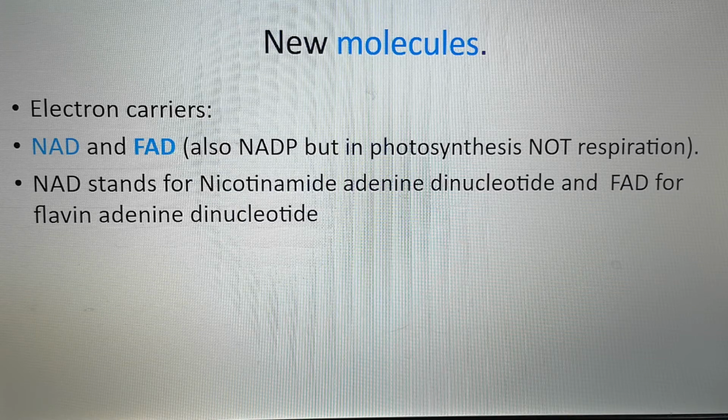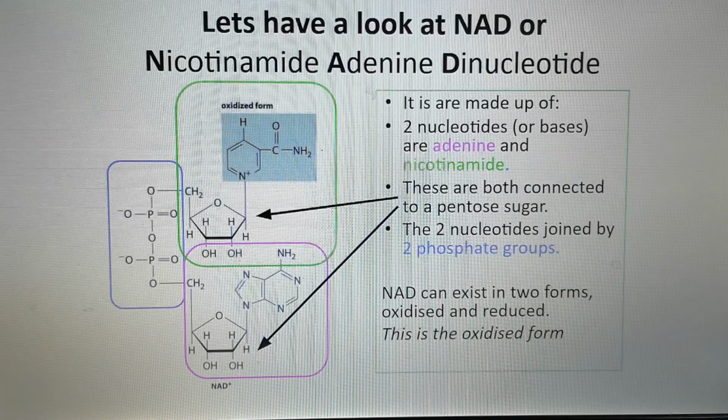So the electron carriers in respiration are NAD and FAD. There's another one, NADP, but that's in photosynthesis, and we don't have to worry about that yet. So NAD stands for nicotinamide adenine dinucleotide, and FAD stands for flavin adenine dinucleotide. You do not need to know the long names. NAD and FAD are all you need to know. But the big names help when we're having a look at the molecule, because if you look carefully at this, it kind of looks a little familiar.